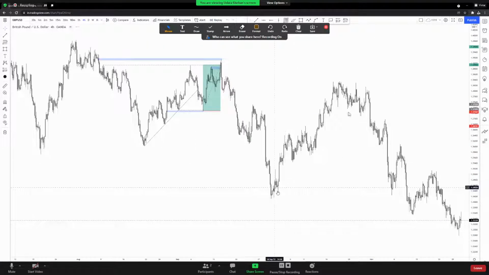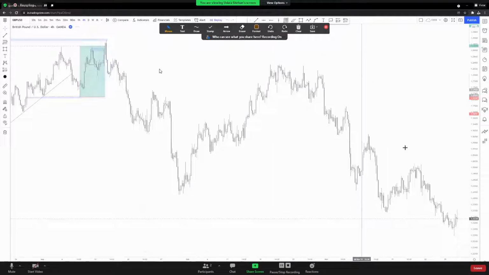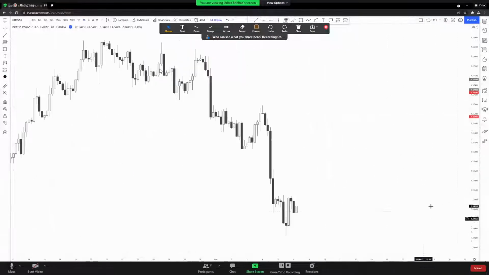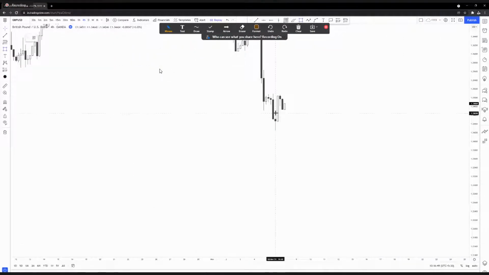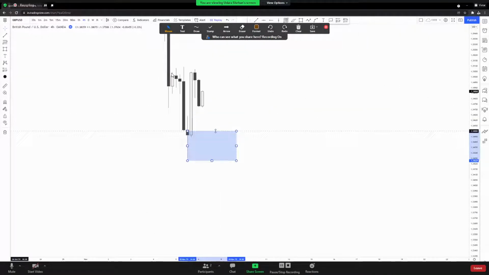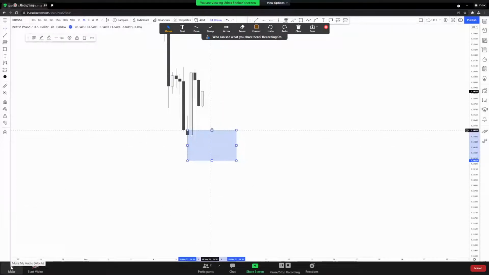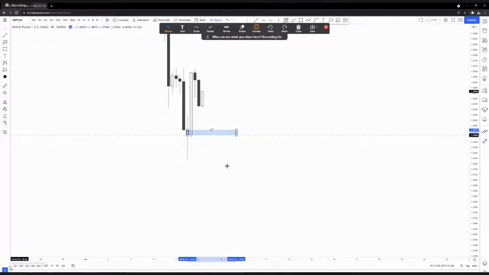I'll show you another example. Right here. Look at this. You don't have to use the whole thing, because why? The volume is always in the body. See that? The volume will be in the body in these types of order blocks. So you can mark this area out like this.